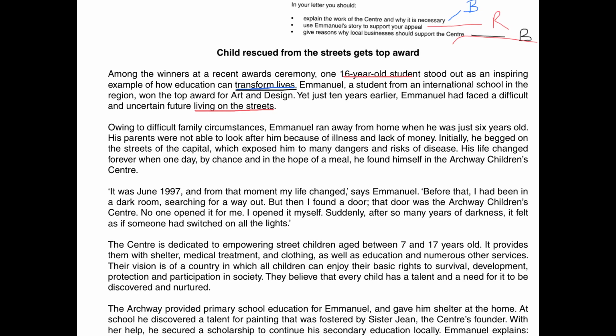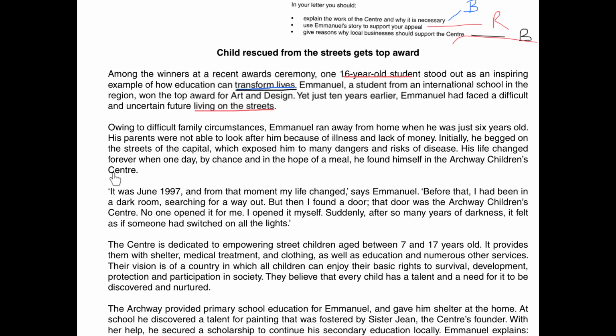And then we go to the next paragraph. Owing to difficult family circumstances, Emmanuel ran away from home when he was just 6 years old. His parents were not able to look after him because of illness and lack of money. Initially, he begged on the streets of the capital, which exposed him to many dangers and risks of disease. His life changed forever when one day, by chance and in the hope of a meal, he found himself in the Archways Children's Centre.